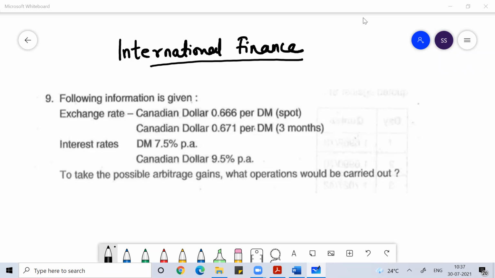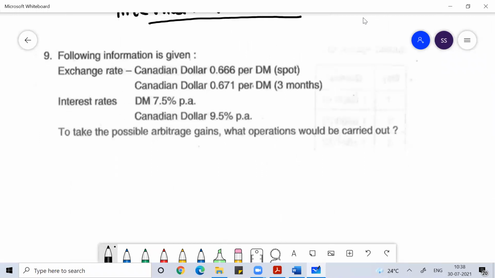Arbitrage opportunity. Here, the numerical given to us is based on the economic condition of two countries: Canada and Germany. Although the present exchange rate of Germany is the euro, this may be historical data where the earlier currency of Germany, the Deutsche Mark, is given. The present exchange rate is one Deutsche Mark equal to 0.666 Canadian dollar, so the Deutsche Mark is probably stronger than the Canadian dollar.